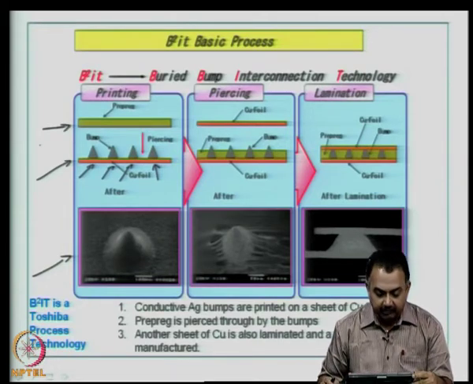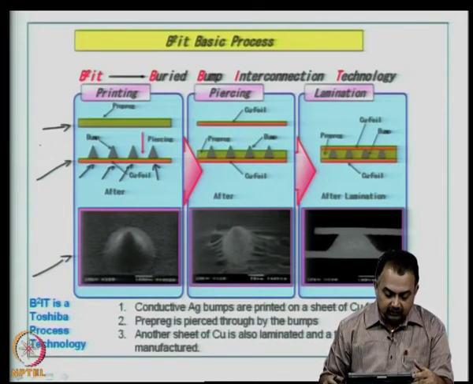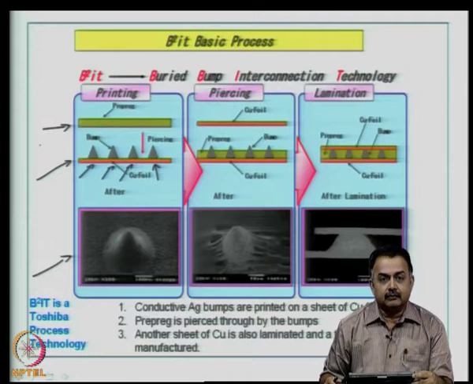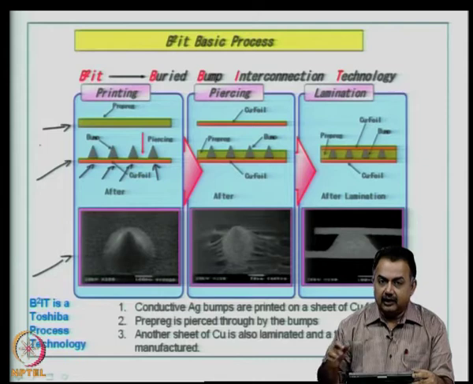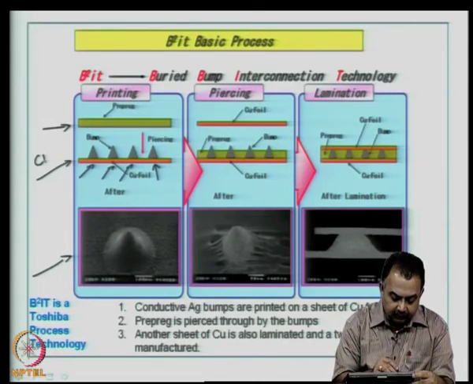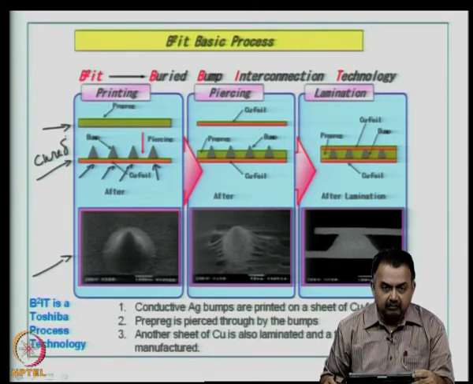All of you know what is a prepreg material. It is an insulator material that is used as a sandwich between two conductor layers. So, here you are going to introduce the prepreg and you are going to pierce through the structures that have been printed, and remember these structures will be cured, so that they are held in place. Now, the prepreg is now pierced through the bumps.